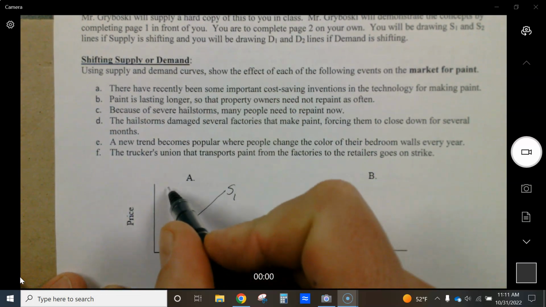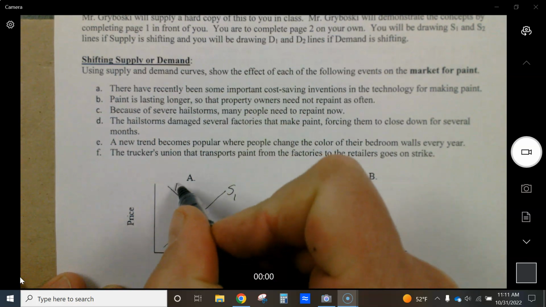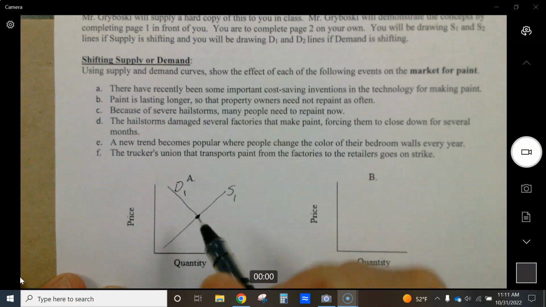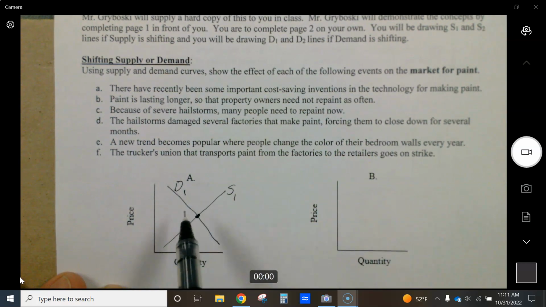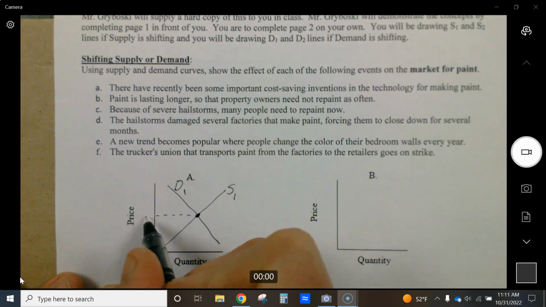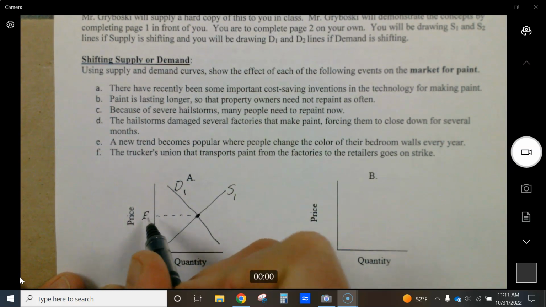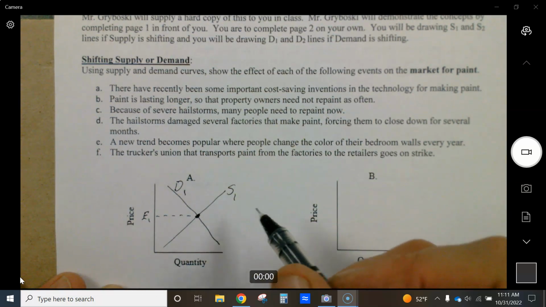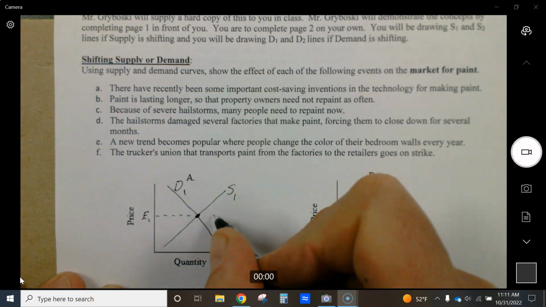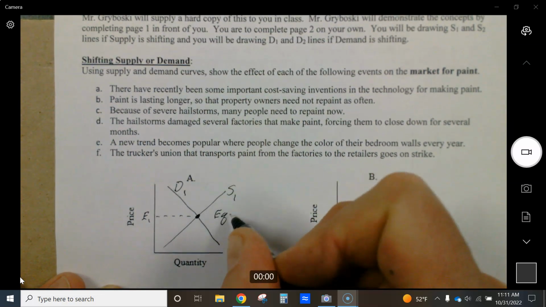label supply line 1 and label the demand line 1, and just get these drawn in right in the middle like I did. And then I'm going to put a dotted line that represents the equilibrium price, and I'm going to call that E1. And let's see, I should write that out for this first one. In the future I won't.